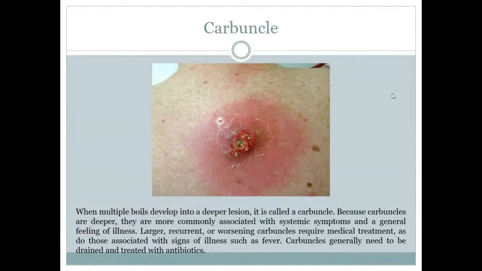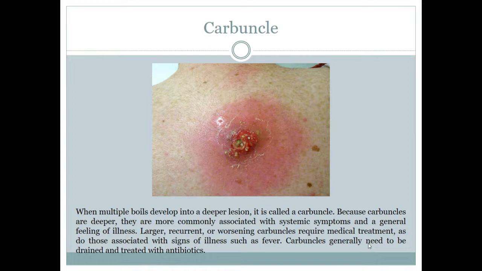Now, a carbuncle is when several boils or several furuncles merge together, essentially. And this invades deeper and can really even become systemic. They can lead to fever. They can lead to an overall feeling of malaise. There's a lot of infection in there.